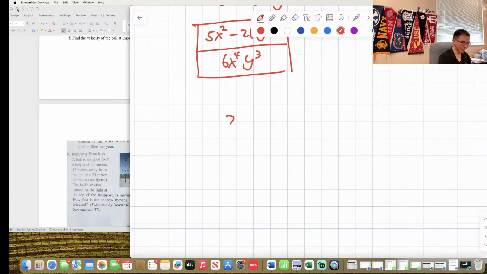So what if I just ask you 2 over 5x to the third y squared minus 3 over 6x y to the third. Can I subtract those two together? No. You can subtract them, but not right now, right? So you need to look at the least common denominator.